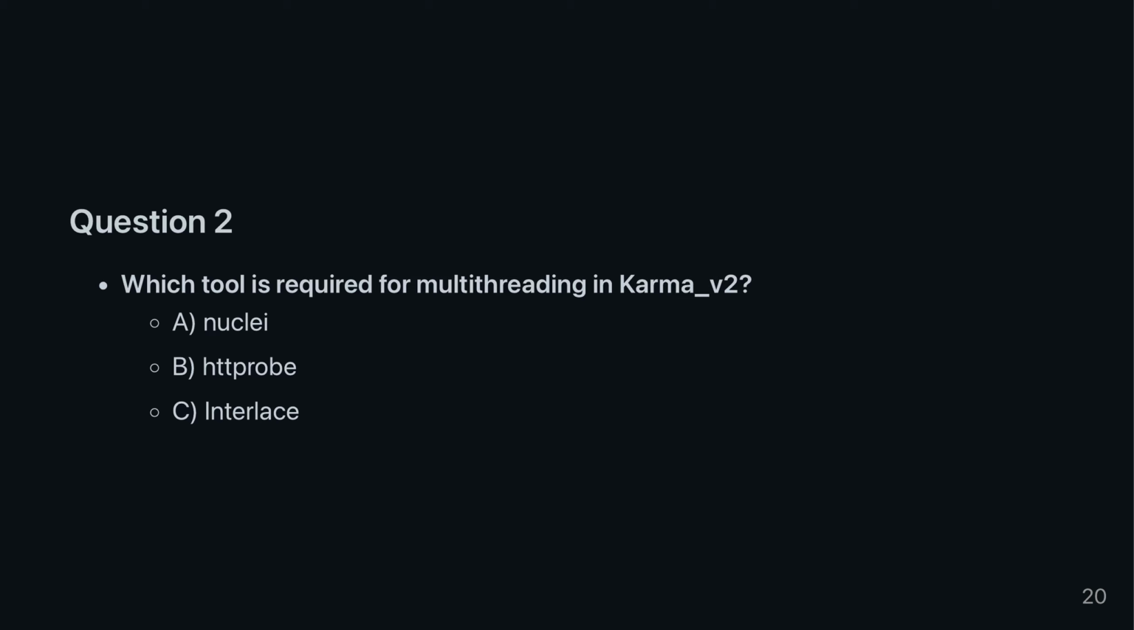The options are A. Nuclei, B. HTTP robe, and C. Interlace. When working with Karma v2, multi-threading is essential for efficient task processing. Among the given options, choose the tool specifically designed for multi-threading capabilities within Karma v2.